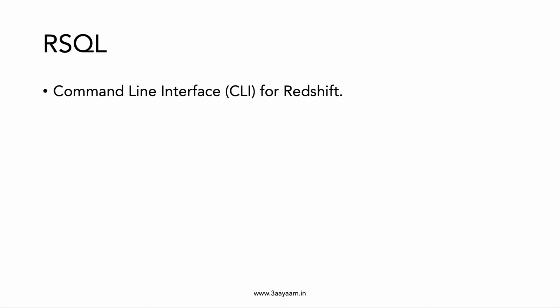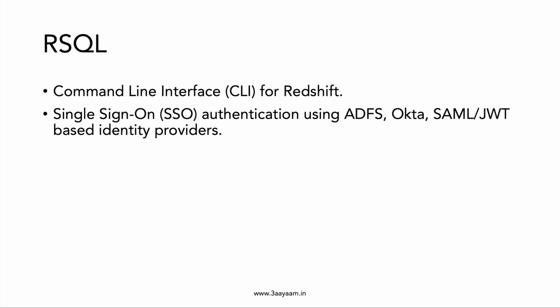So what is RSQL? RSQL is a command line interface for Redshift. We use RSQL to connect remotely to the Redshift cluster, and we run SQL commands, Redshift SQL commands, using that remote connection. It can provide you additional features like single sign-on authentication using tools like ADFS, Active Directory Federation Service, Okta, or any SAML or JWT based identity providers. JWT is JSON Web Token.